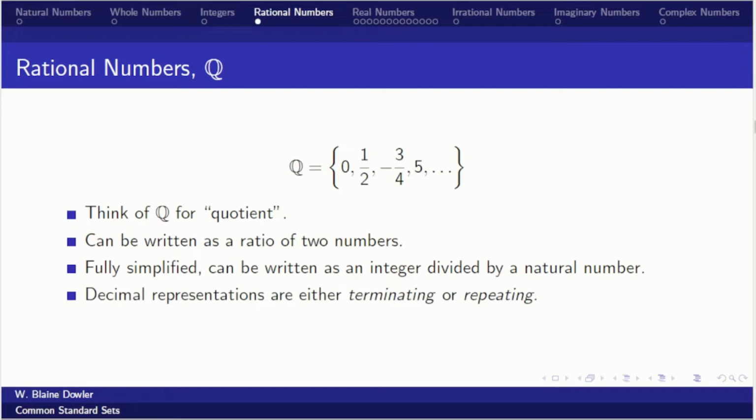And the decimal representations are either terminating or repeating. Note that saying we're dividing by a natural number excludes division by zero. All integers are also rational numbers with a denominator of 1.